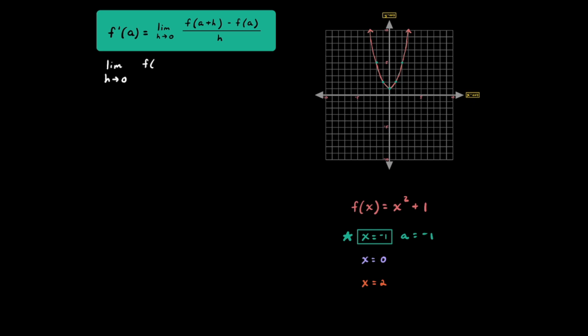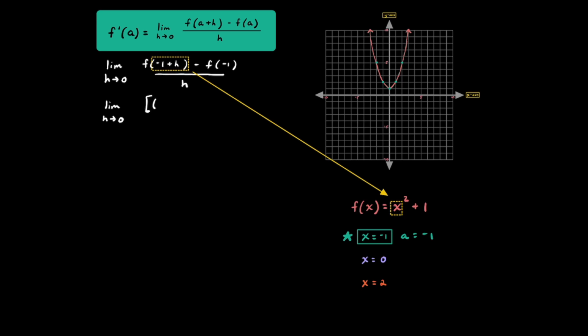Substituting in here, we're going to have f of negative 1 plus h minus f of negative 1. All of this is going to be over h. Well, we know that f of x is equal to x squared plus 1. Now we have to find f of negative 1 plus h. We're just going to substitute x with negative 1 plus h. Here we're going to have the quantity of negative 1 plus h squared plus 1.